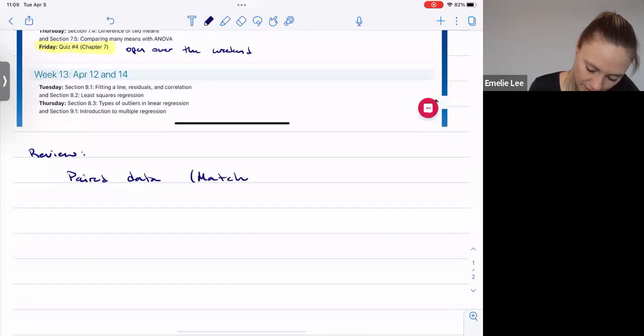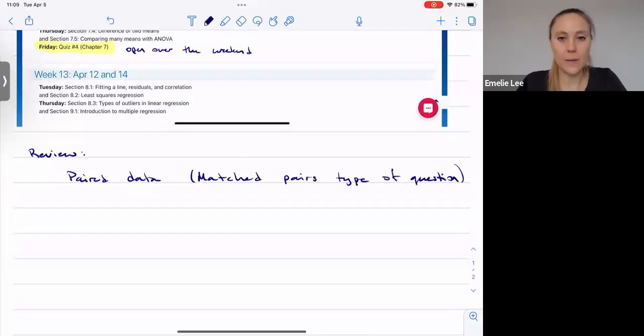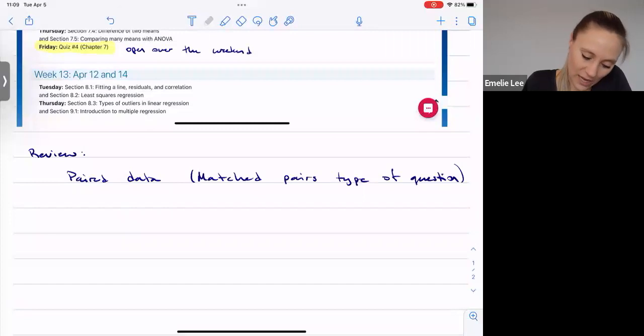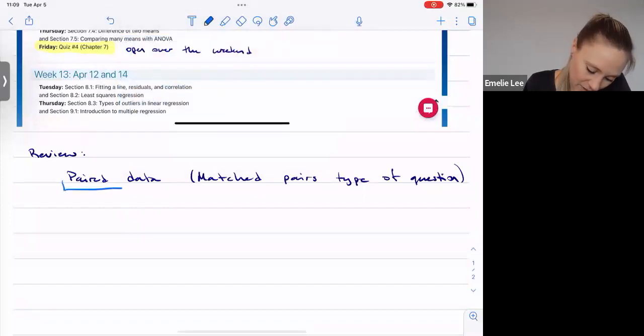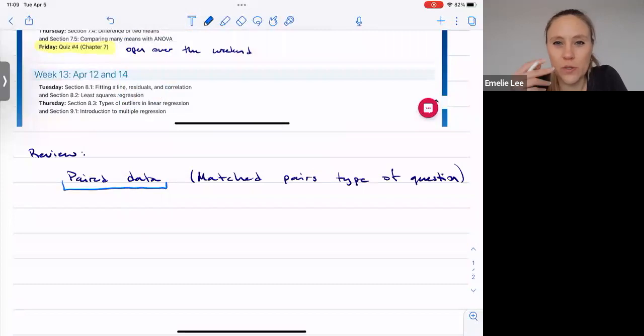I'll often call it a matched pairs type of question. For the question type, I'll call it matched pairs usually. And what we have is we technically have 2 samples, but those 2 samples are naturally paired. So if you're making 2 observations on the same subject, then you have paired data.